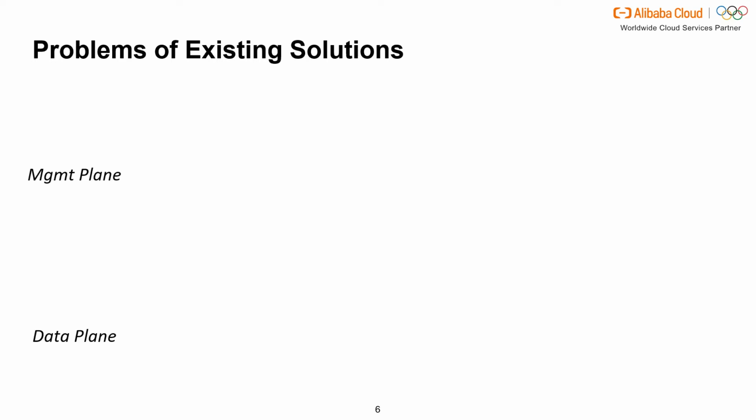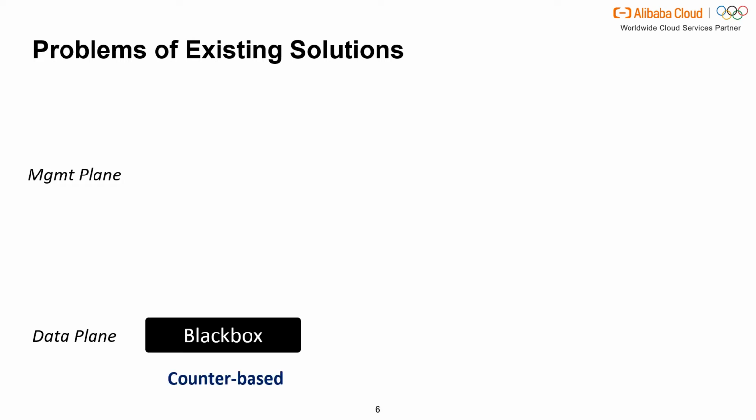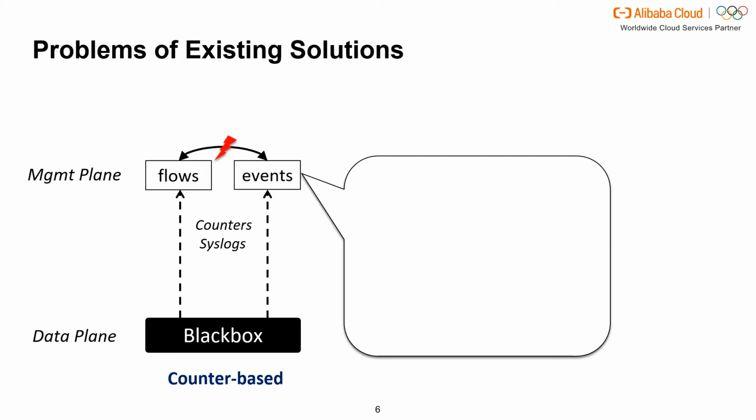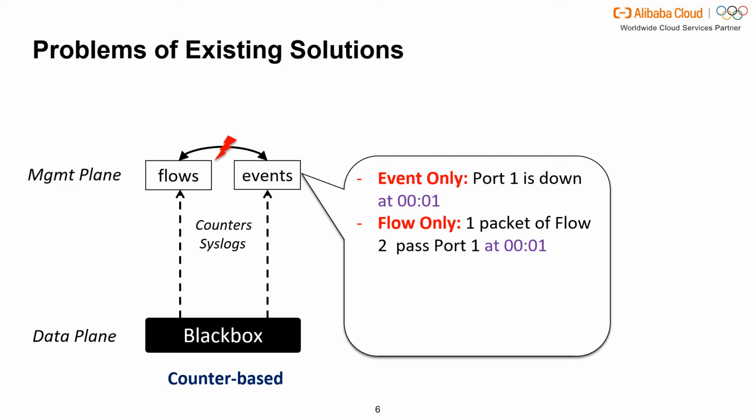Unfortunately, existing network monitors are far from satisfying the requirements for troubleshooting NPA, since they are not designed for capturing flow events. First, traditional switches have black box data planes with weak visibility. They can only export coarse monitoring information. For example, some monitors like syslog provide event-only information, and some monitors like NetFlow provide flow-only information.